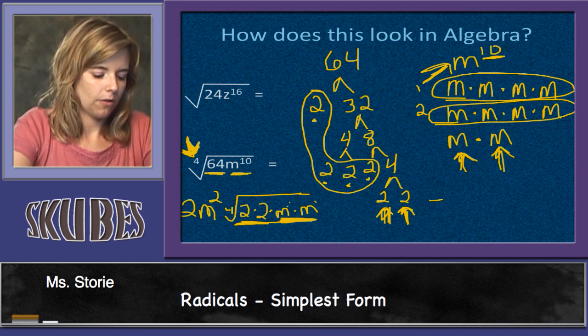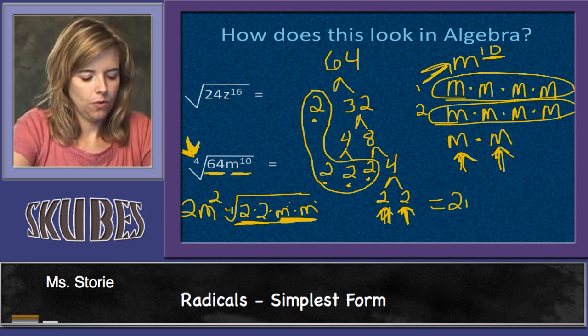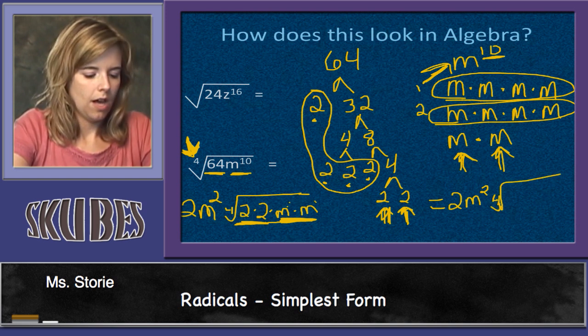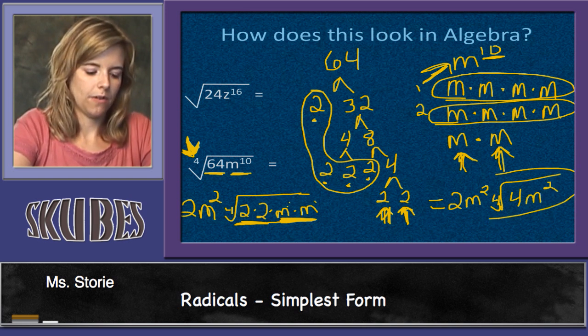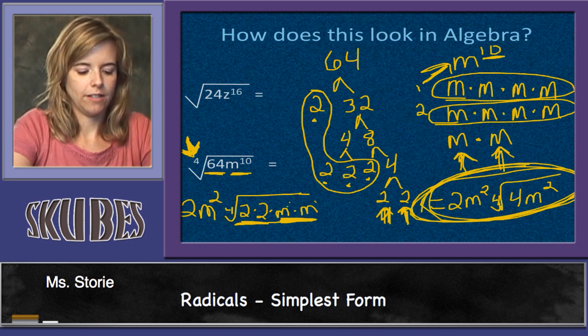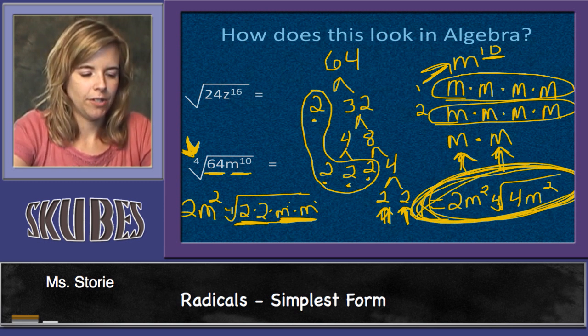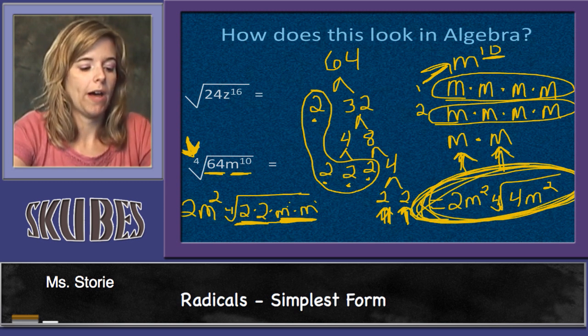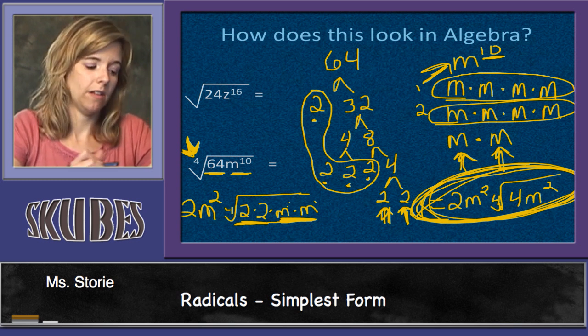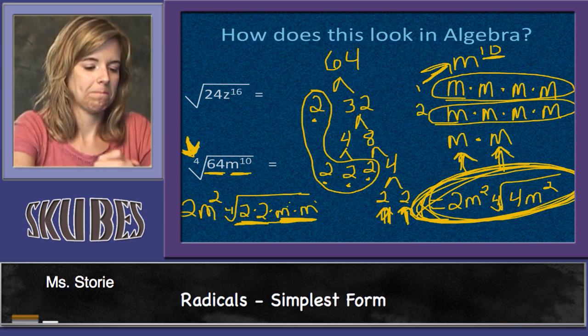So your final answer for all this work is going to be 2m squared with the 4th index, 4th root, 4m squared. This right here is your final answer. If you're still not sure and it's a little iffy for you, go back and redo these without my help and then double check and see if we did it correctly together.